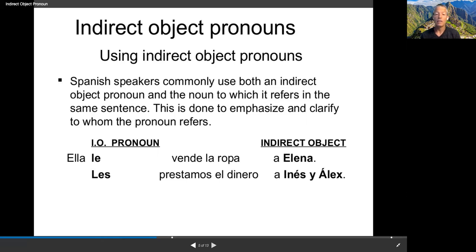Same thing with the second example. Les could be to them, girls, to them guys. It could be to you, plural, to y'all. But if we say Inés y Alex, that makes it clear that les is just those two people.